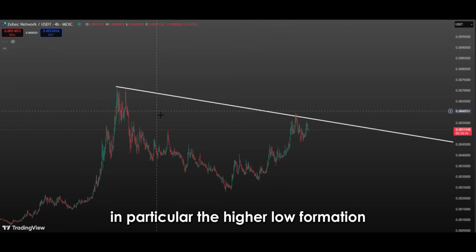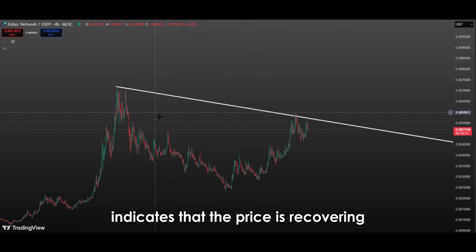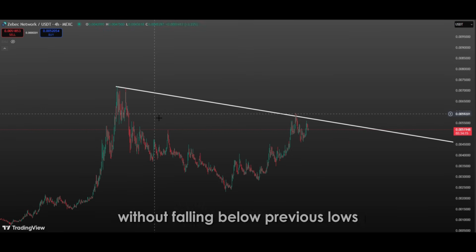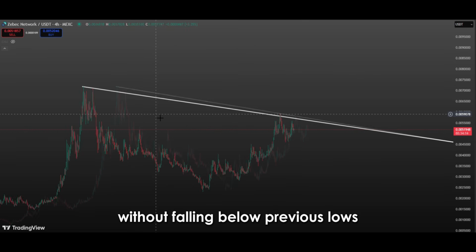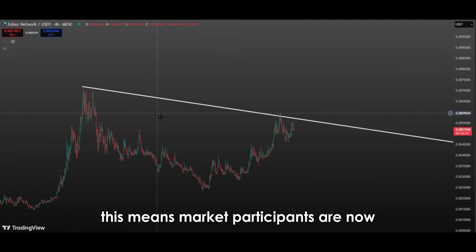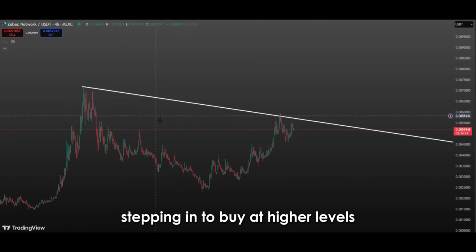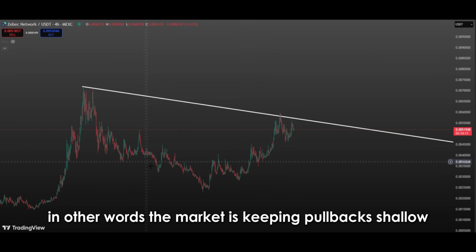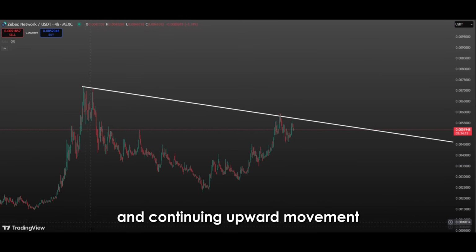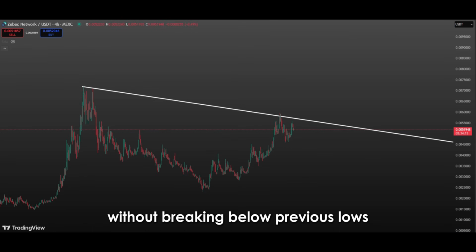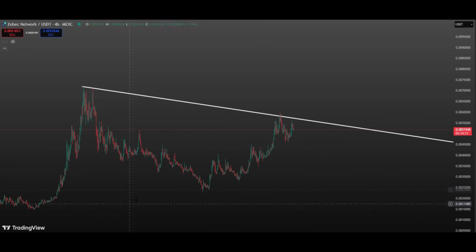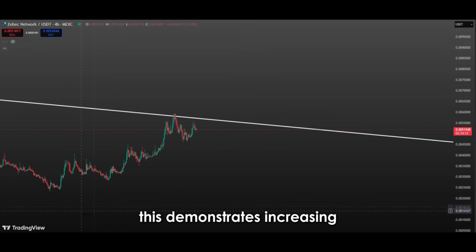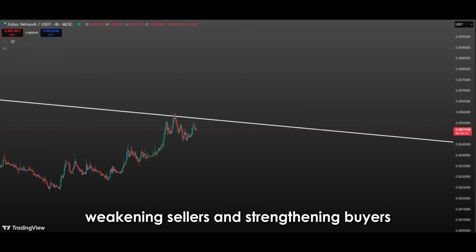In particular, the higher low formation indicates that the price is recovering without falling below previous lows. This means market participants are now stepping in to buy at higher levels, and previous support zones are no longer being breached. In other words, the market is keeping pullbacks shallow and continuing upward movement without breaking below previous lows. This demonstrates increasing confidence in the market, weakening sellers and strengthening buyers.